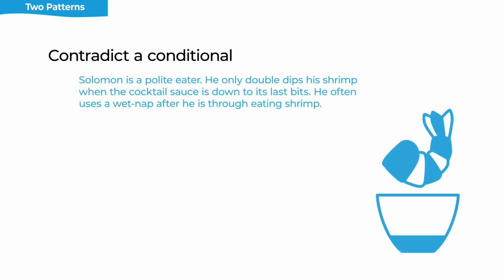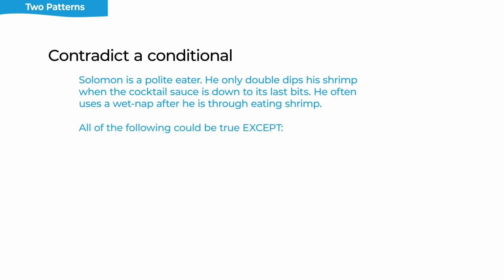So let's say that Solomon is a polite eater. He only double dips his shrimp when the cocktail sauce is down to its last bits, and he often uses a wet nap after he's done. If we were being asked, which of these must be false? Could it be true that using a wet nap is considered impolite? It's kind of tempting. I mean, we said Solomon was polite. We said Solomon uses a wet nap. So this feels like it's going against that. It's saying using a wet nap impolite.